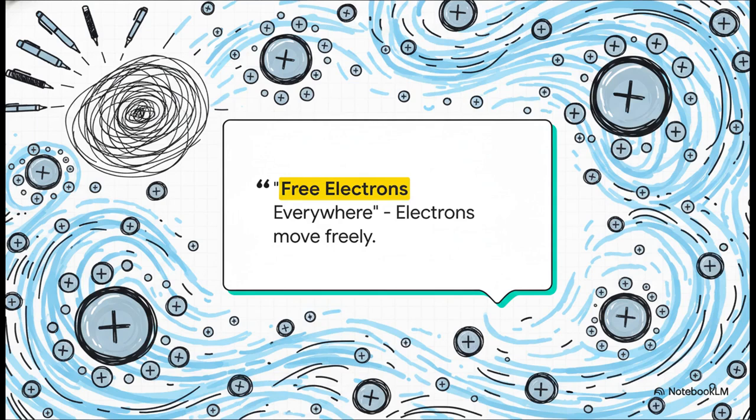Imagine our classroom again, but this time, instead of trading or sharing pens directly with the person right next to you, every single student just throws their pens into the middle of the room for absolutely anyone to use. In a metallic bond, metal atoms release their outer electrons, creating this massive sea of freely moving electrons that kind of just wash over all the positive metal ions, holding the whole structure together.